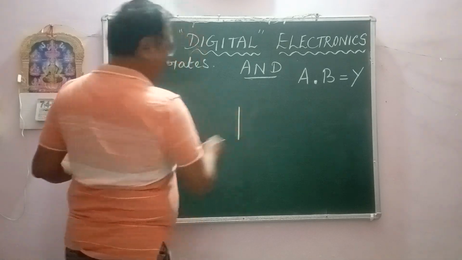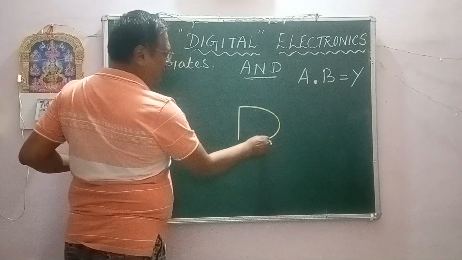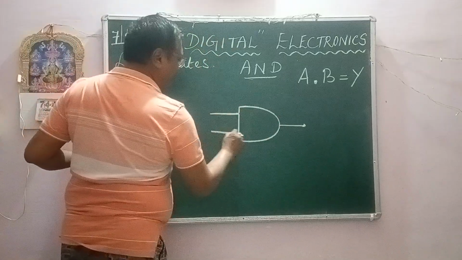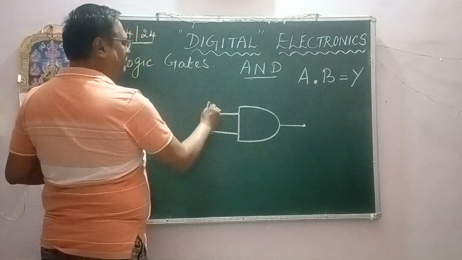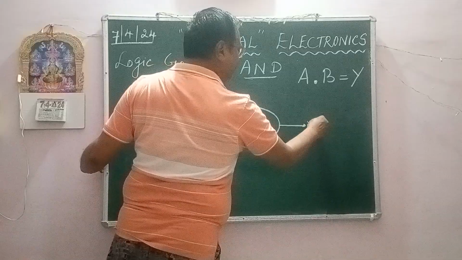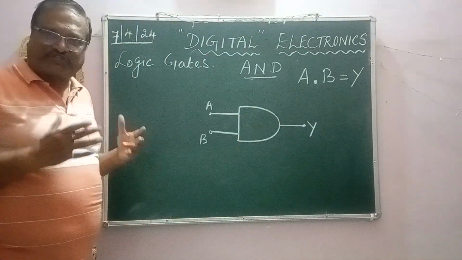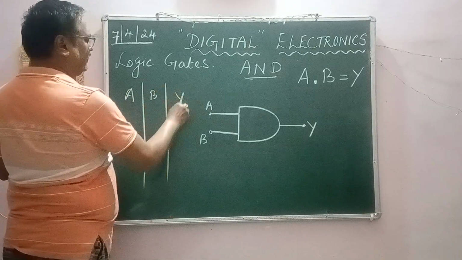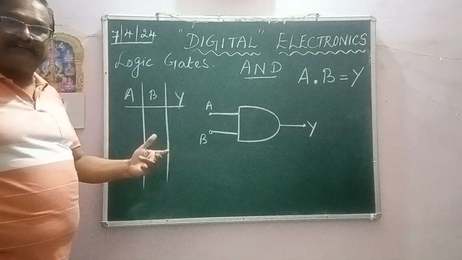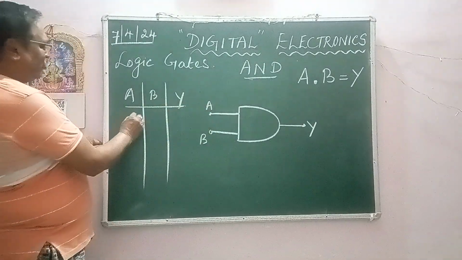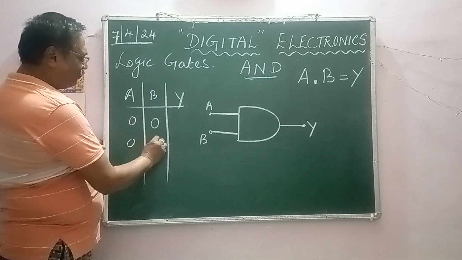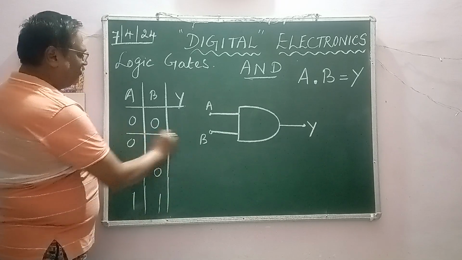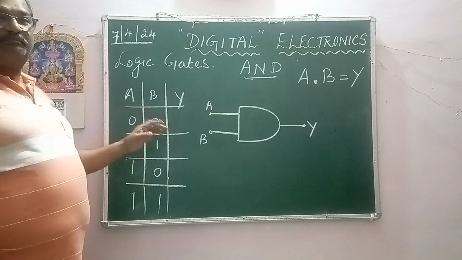Let me draw the logic gate. You see, I have drawn a straight line and I have drawn a T like this. This is the output, and these two I am going to take as inputs. A and B are the inputs and Y is the output. Now we will construct the truth table: A, B and Y. And what are the input possibilities? Two terminals are there: 0 0, 0 1, 1 0, 1 1. These are the four possibilities for inputs we have.